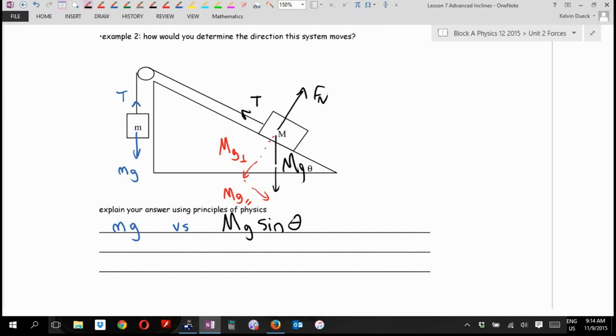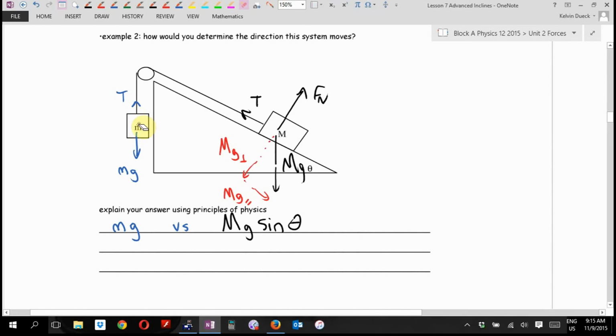So this is how you can calculate it, although I'll be honest, I usually don't bother. First of all, I know for a fact that if this mass is heavier, it's always going to be the winner, because the heavier mass, mg, will always be bigger than mg with a trig function. So if this is 12 kilograms and this is 10 kilograms, I don't even do the math, the 12 is going to be the winner. Or it's not moving at all. It could be friction is so big that it's not moving at all.